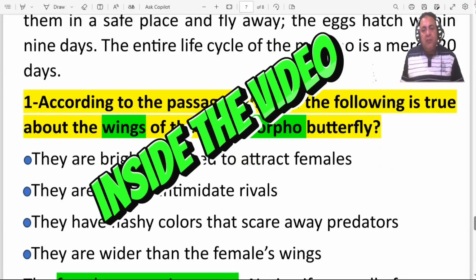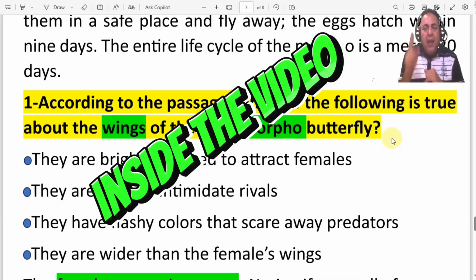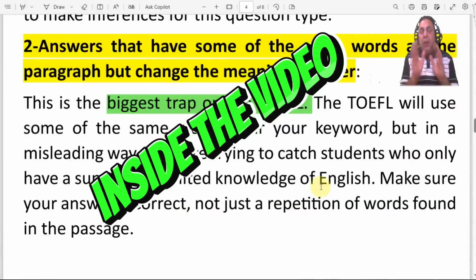According to the passage, which of the following is true about the wings of the male morpho butterfly? Okay, this is the question. The first step is to focus on understanding the meaning of the question. In other words, what does the tester want you to do in this question? Because you have to focus more and see whether it has the same meaning or not. Do not focus only on the words and vocabulary.